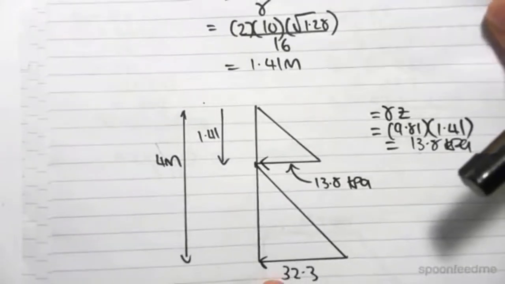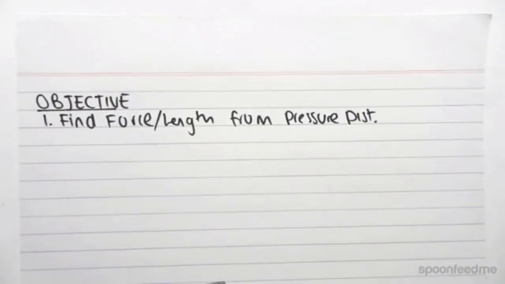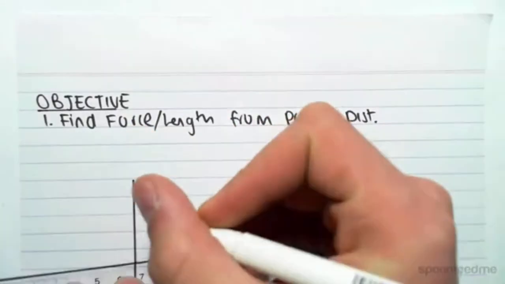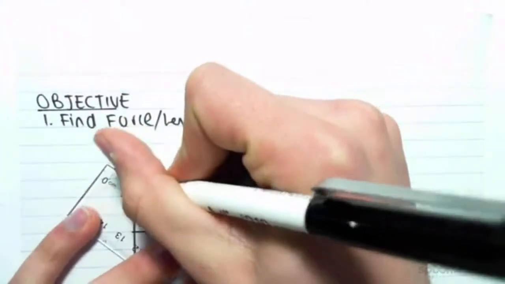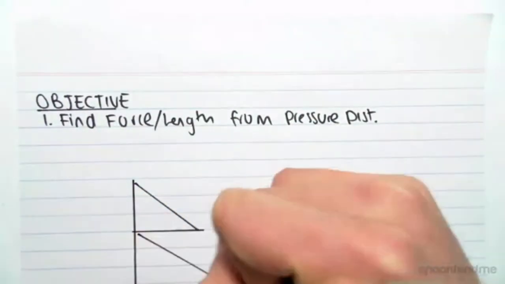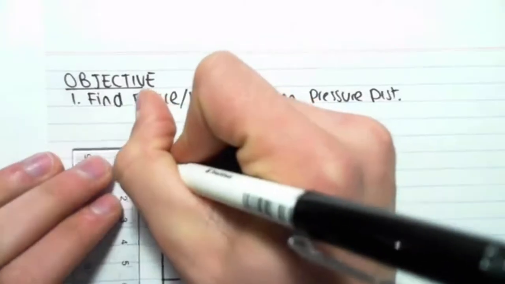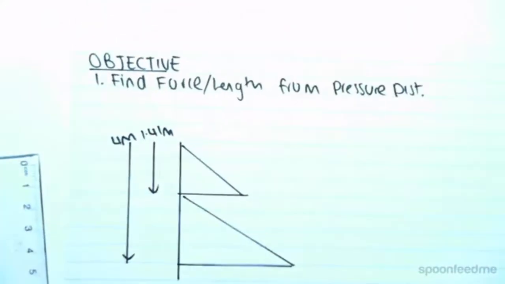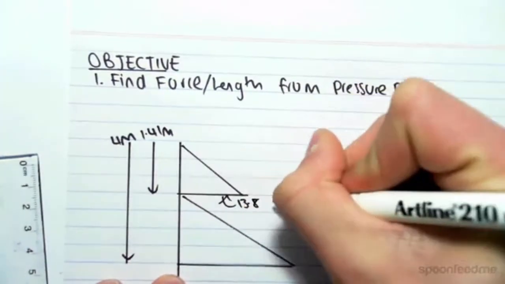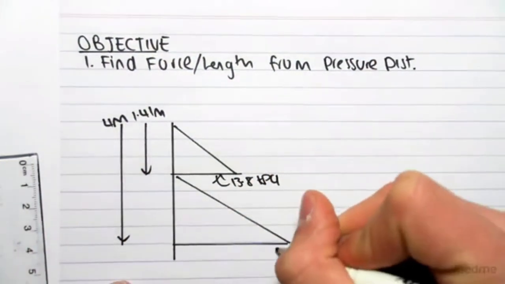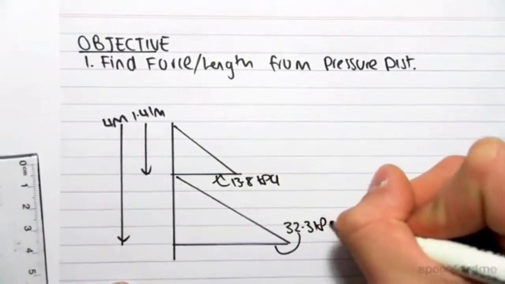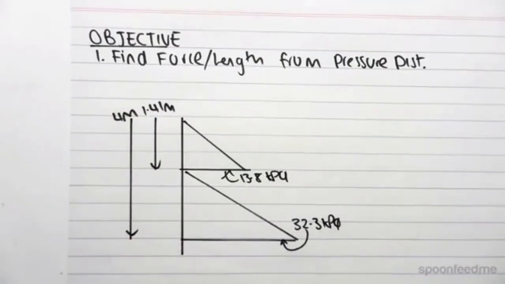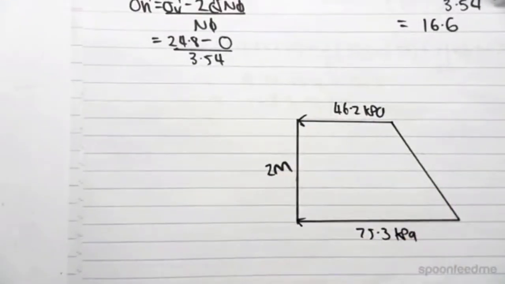So we had a pressure distribution from the clay layer, which looked like this. So I'm just going to redraw this on this new page. This depth was 1.41 meters. This depth was 4 meters. We had a stress of 13.8 kPa, and at the bottom here it was 32.3 kPa. Okay, so that was from our clay layer, and then in the previous video, we found the pressure distribution for our sand layer.